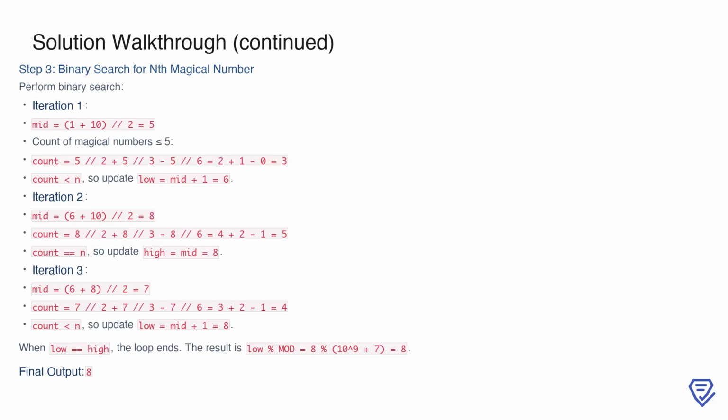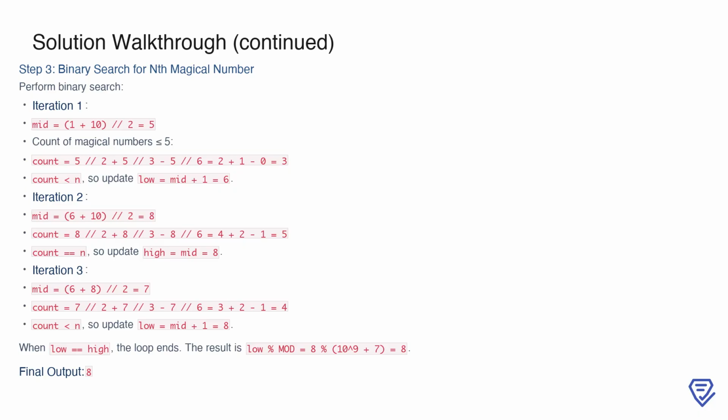In the second iteration, the midpoint becomes 6 plus 10, divided by 2, giving 8. Counting the magical numbers up to 8, we get 8 divided by 2, plus 8 divided by 3, minus 8 divided by 6, which equals 4 plus 2 minus 1, for a total of 5. As this matches n, we update the high bound to 8.